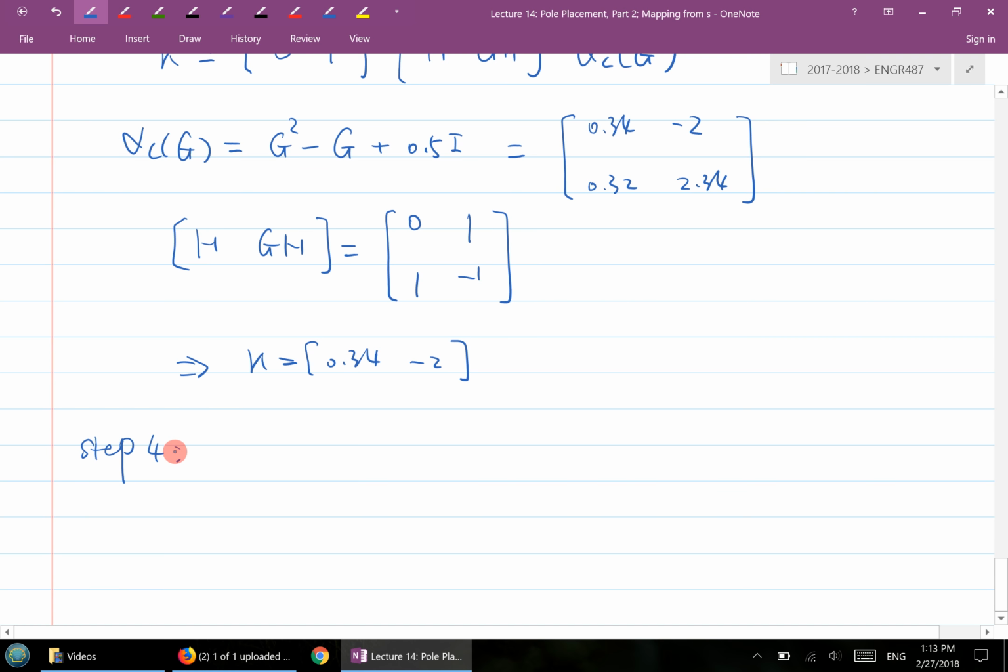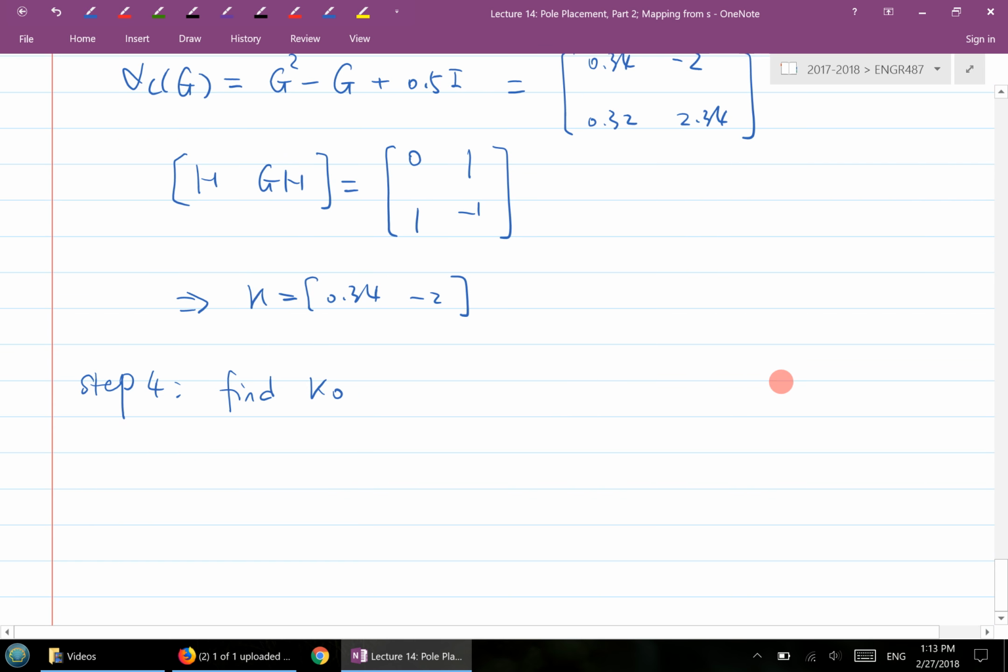So K naught here, as I said, is based on the fact that DC gain needs to be 1, right? So how do we find the K naught? To find K naught, we need to derive the pulse transfer function between Y of z and R of z. So we need to derive this one here. This is basically the closed loop pulse transfer function, right?